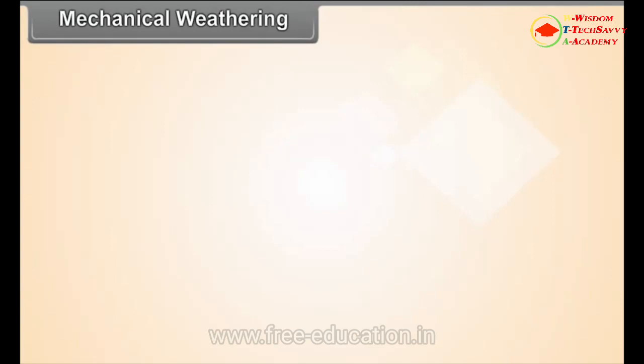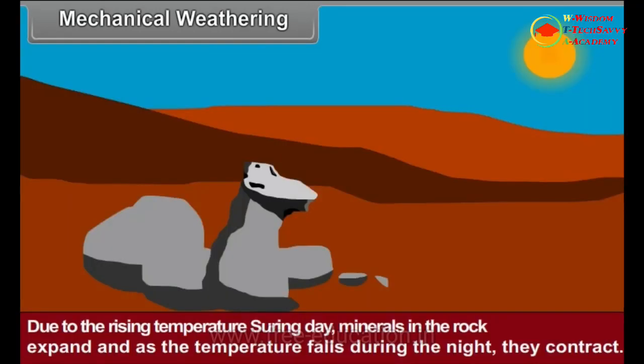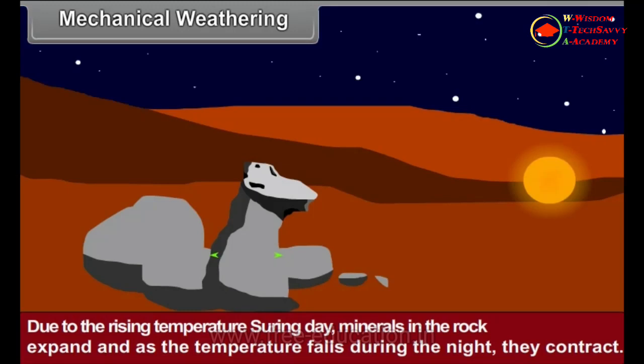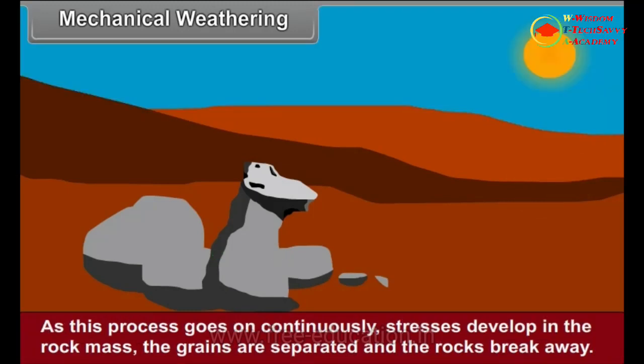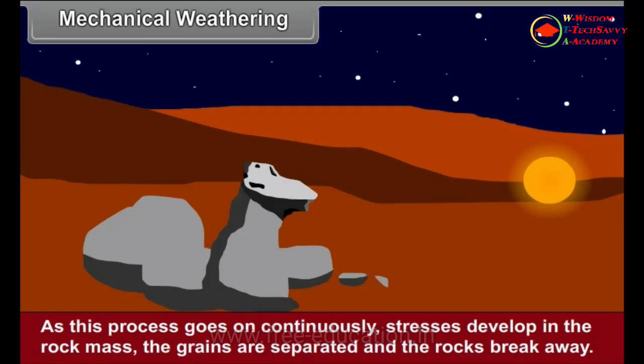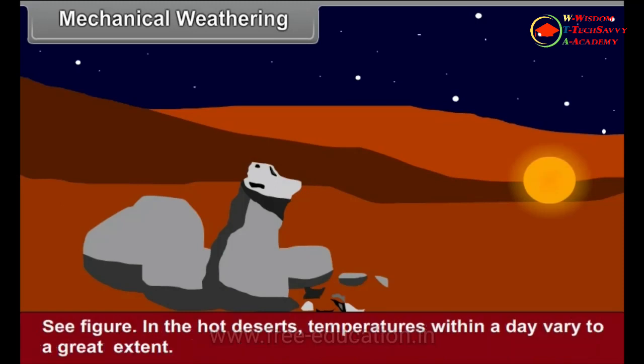Mechanical weathering. Due to the rising temperature during the day, minerals in the rock expand and as the temperature falls during the night, they contract. As this process goes on continuously, stresses develop in the rock mass. The grains are separated and the rocks break away. See figure 8.1. In the hot deserts, temperatures within a day vary to a great extent. At times, this process is so intense that explosions occur as rocks break.